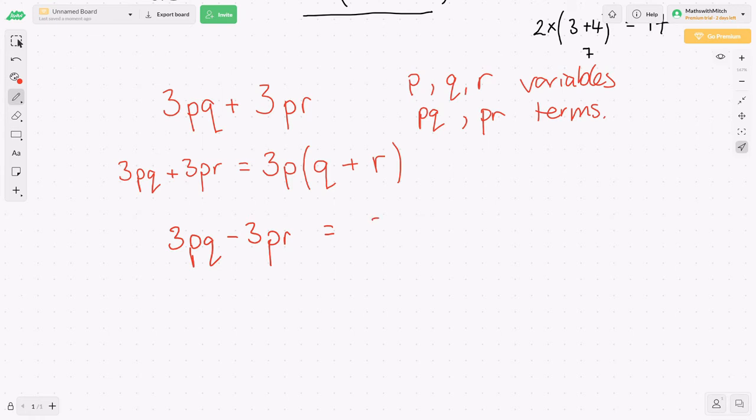If we take 3p out, we need to think about each term and what you've done to it. If you take it out the front, you're going to be dividing the term by 3p. So divide by 3p, what you're left with is q.